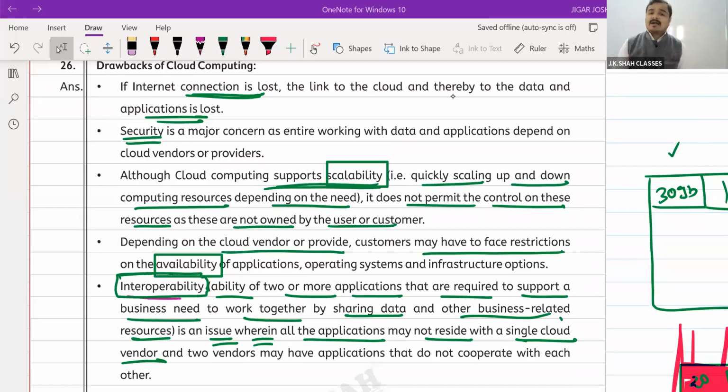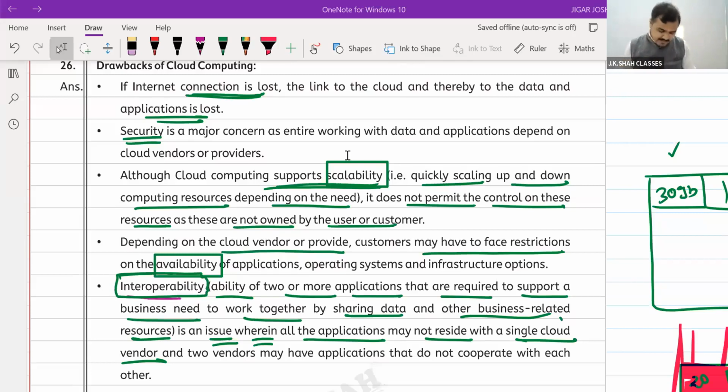This answer is required to have writing practice. Yesterday, just like you did the writing practice for that answer, virtualization, today you will do writing practice of grid computing and this one also.